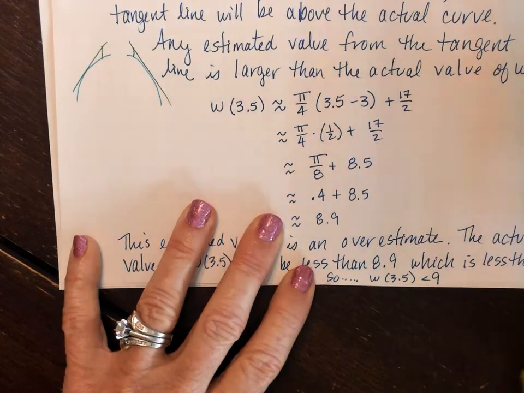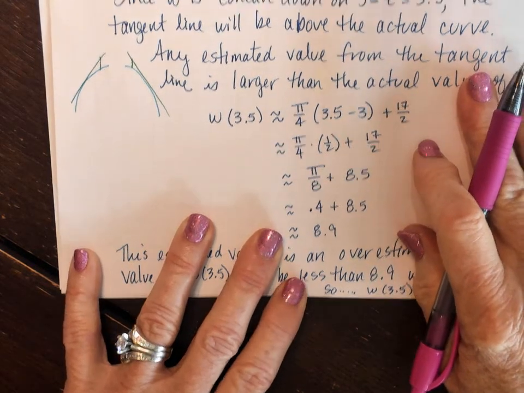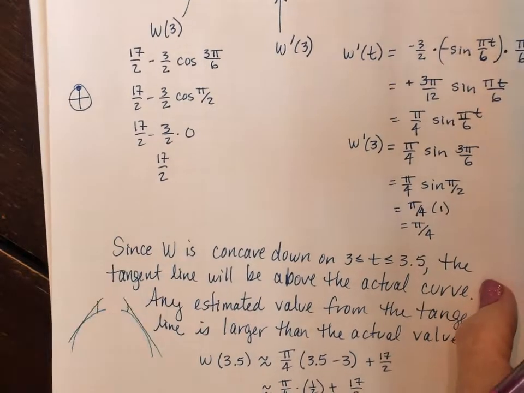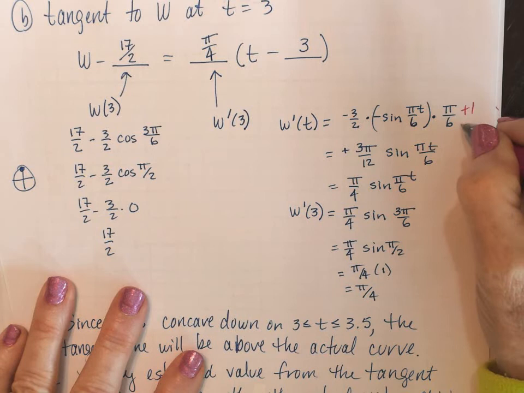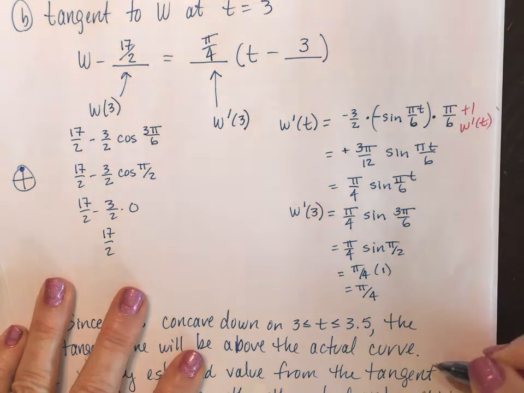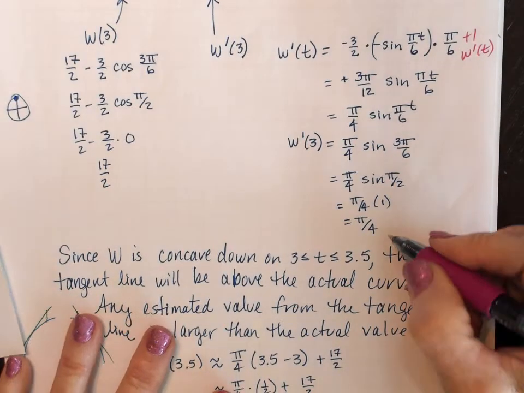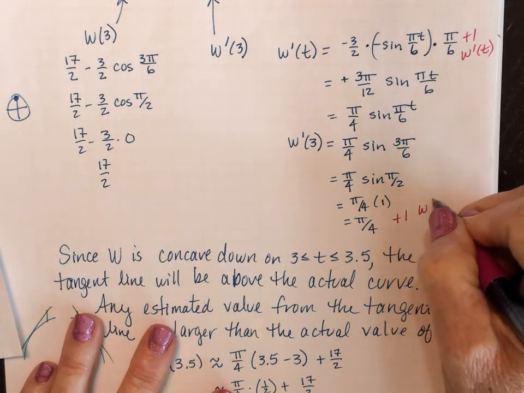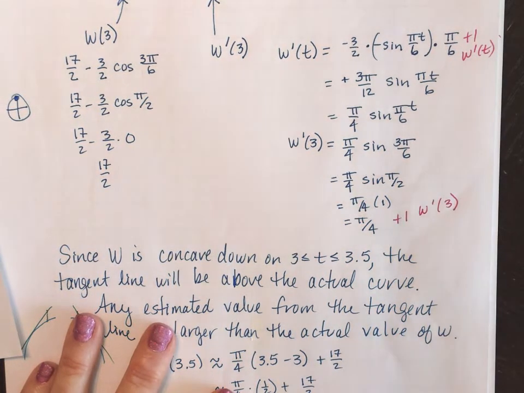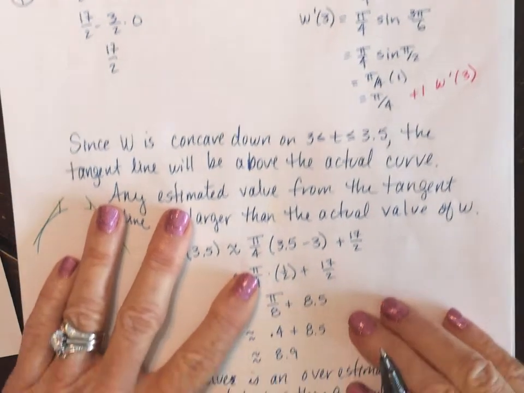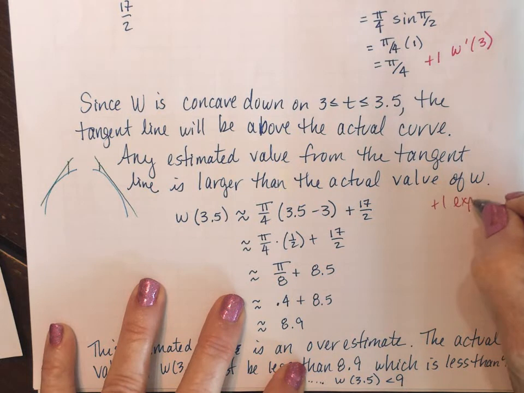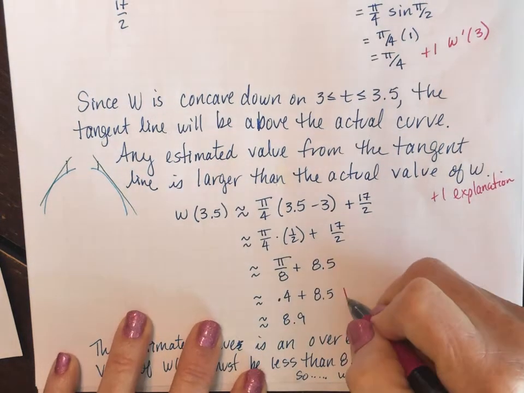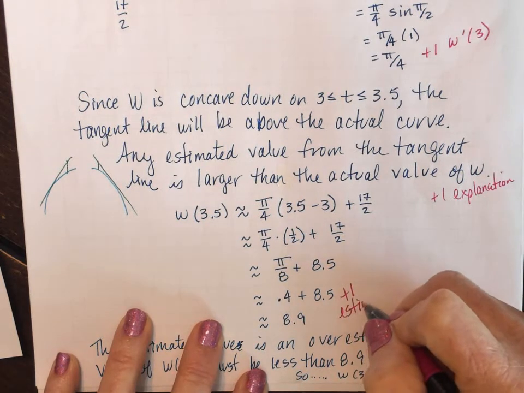Okay? Values here. What are you getting for this? You are getting plus 1 right here for W prime of t. You are going to get plus 1 for W prime of 3. You're going to get plus 1 for the explanation. And you're going to get plus 1 for the estimate.